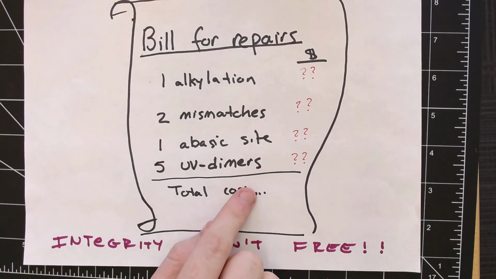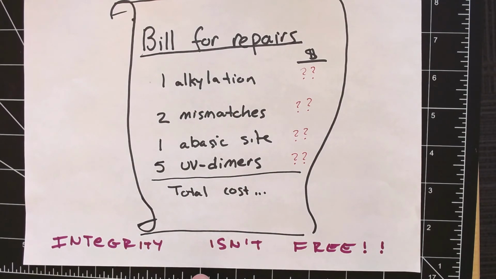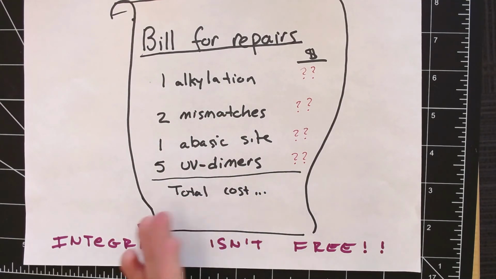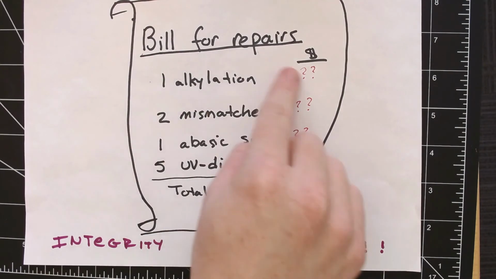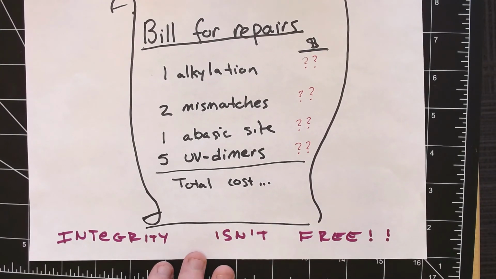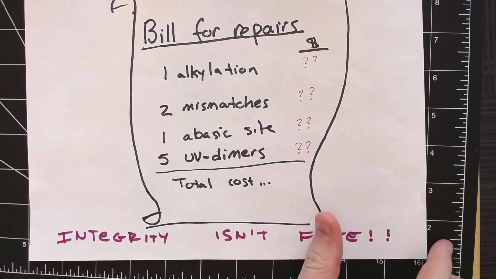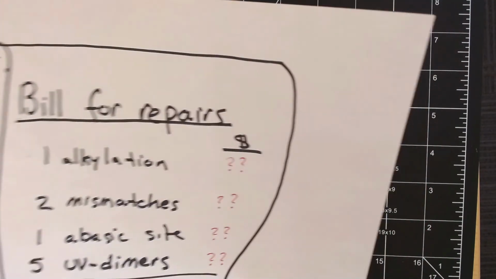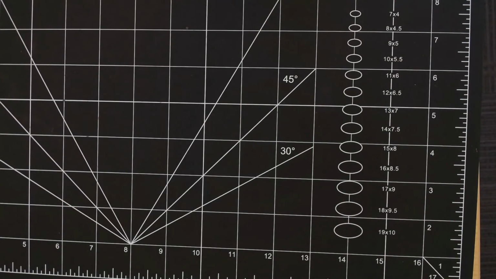So we're going to go through a bill, the cost of doing the different types of repairs, whether it's alkylation, mismatch repairs, abasic sites, UV dimers, so we can think about how much energy the cell has to spend to actually maintain this genomic integrity. And of course, what we will discover very quickly is that it is not cheap, it is not free to do these types of repair processes. And which ones are the most expensive may actually surprise you a little bit. So let's go through each one and think about the costs that are associated.